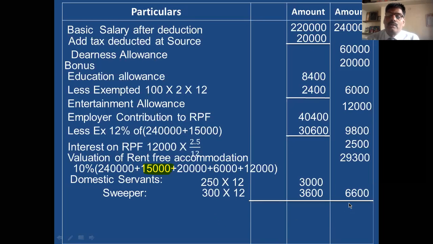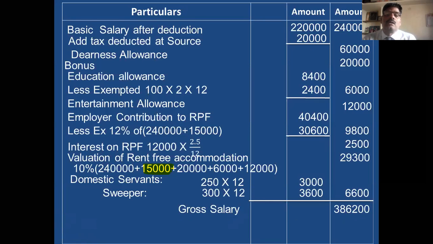Then you take the total of the outer column. Outer column total is 3,86,200. This is called gross salary. In the gross salary, you have to give deduction under section 16. In section 16, there are three.